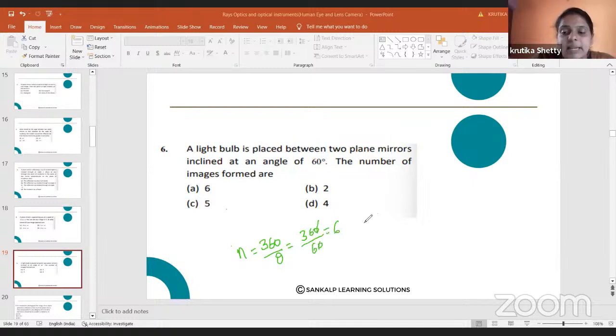Now if you are getting an even number of images, we need to do it as minus 1. So if I do minus 1, we will get 5. Option C is right, not A. If you are getting an even number, we need to do minus 1. Why? Because the last two images are coinciding with each other, therefore we need to do minus 1, right?